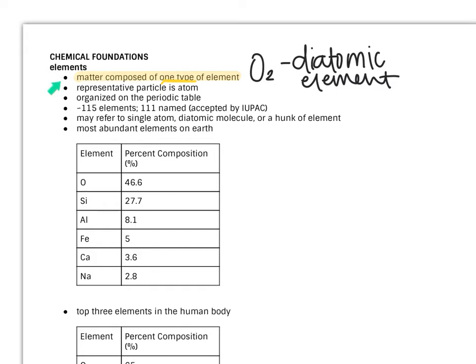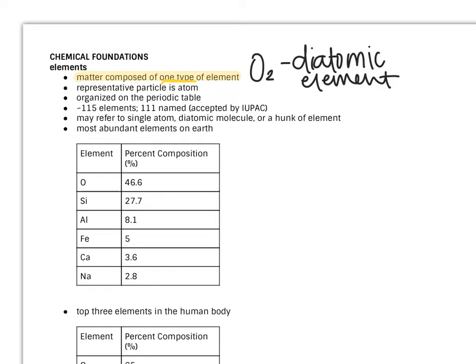Okay, so it says here that the representative particle is an atom. When we get into the models of atoms, we will talk about the properties that they have and how those properties differ depending on the type of element that atom is. As we know, and hopefully are familiar with somewhat, they are organized on the periodic table.